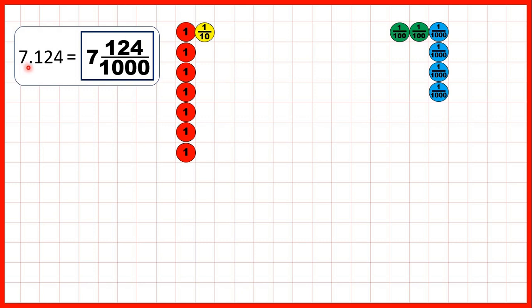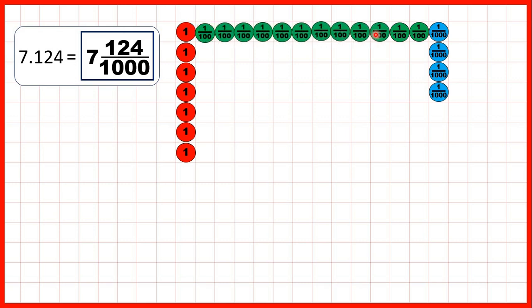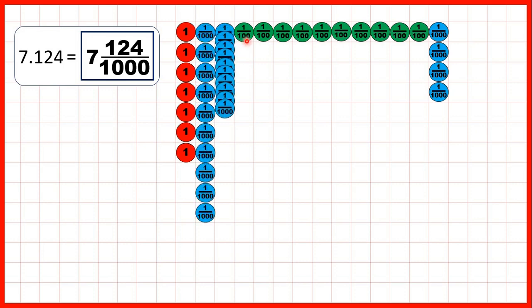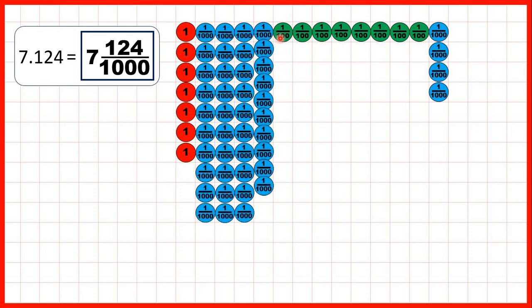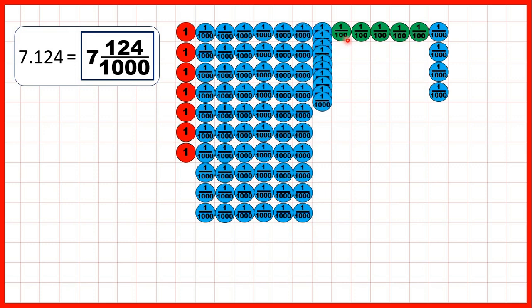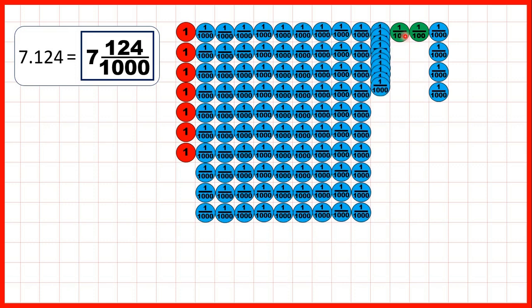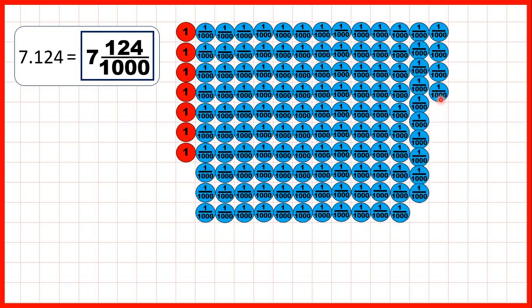And let's look at 7.124. That's 7 ones, 1 tenth, 2 hundredths and 4 thousandths. How is that equivalent to 124 thousandths? Well, what we can do is exchange 1 tenth for 10 hundredths. That gives us 12 hundredths, but we can exchange each of these hundredths for 10 thousandths, and when we do that with all 12 of our hundredths, that gives us 120 thousandths, which with the 4 thousandths makes 124 thousandths altogether.